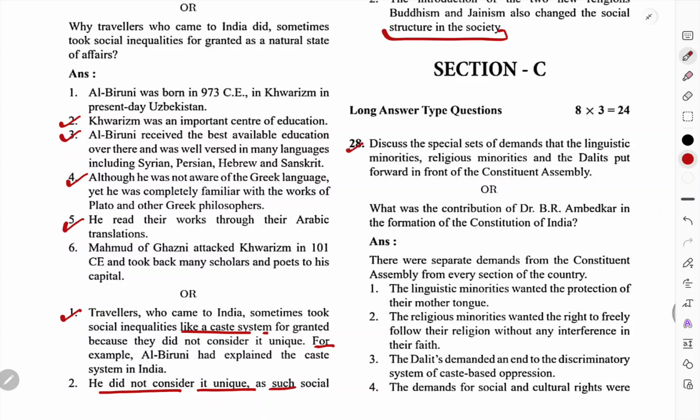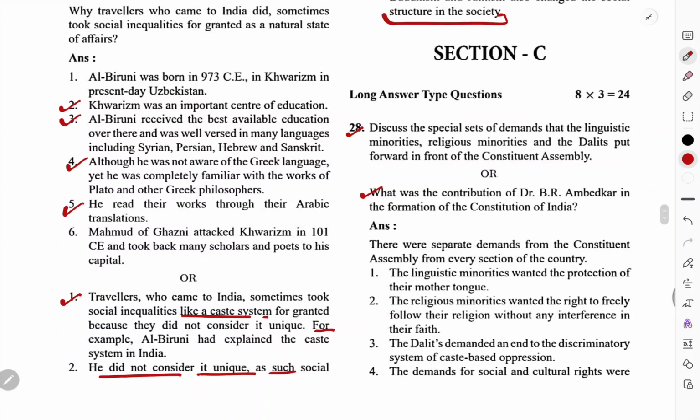Discuss the special sets of demands that the linguistic minorities, religious minorities, and the Dalits put forward in front of the Constituent Assembly. What was the contribution of Dr. B.R. Ambedkar in the formation of the Constitution of India?